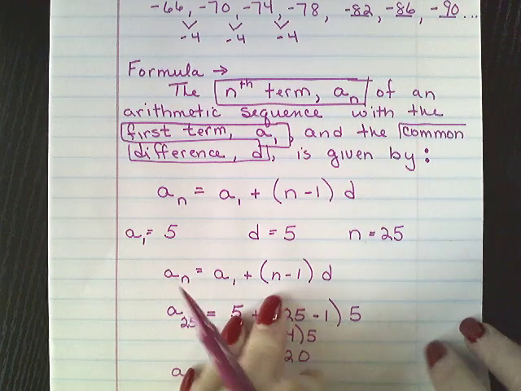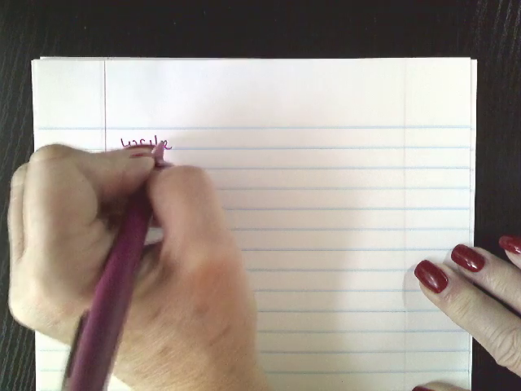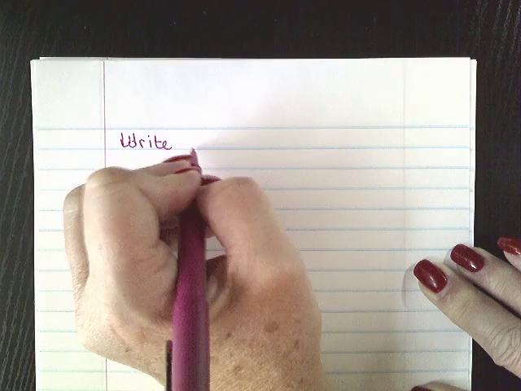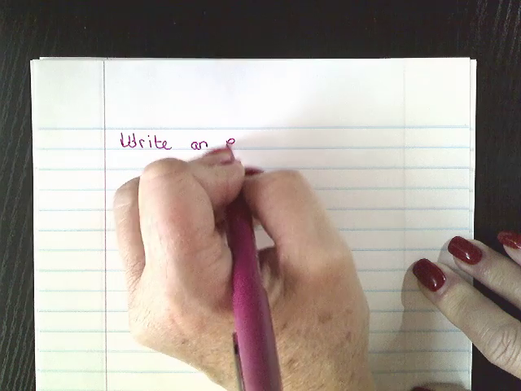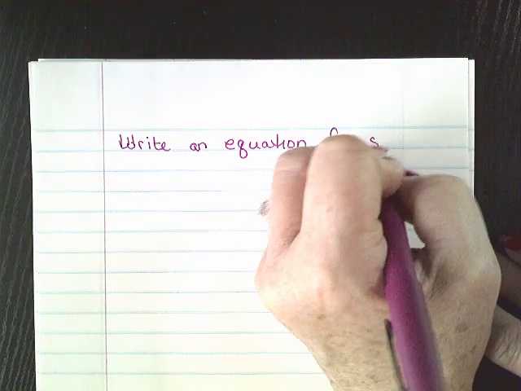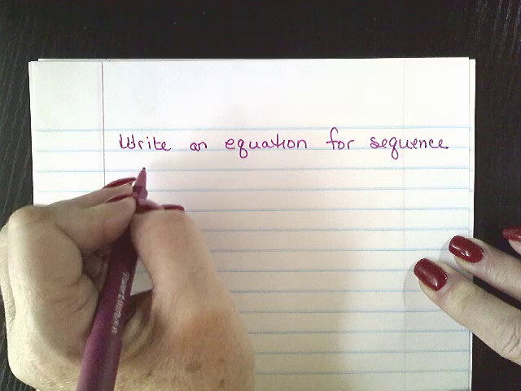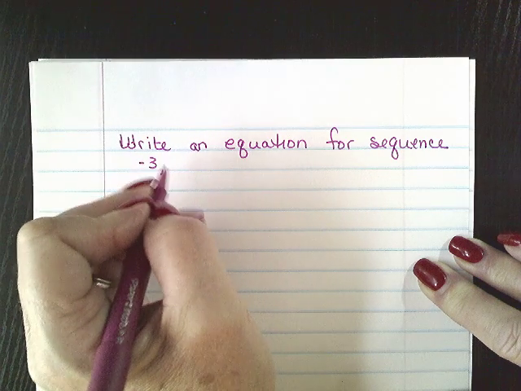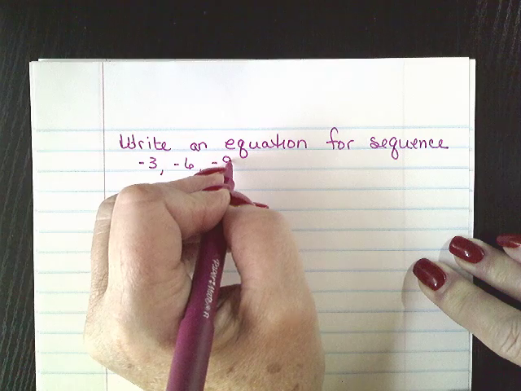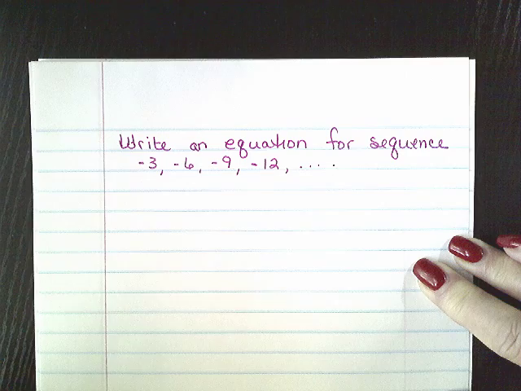All right. Then the last thing we're going to talk about real quickly is to write an equation. Write an equation for the sequence. And then we're going to graph it. Okay, so the first thing is to look at the sequence. -3, -6, -9, -12, and it keeps on going.